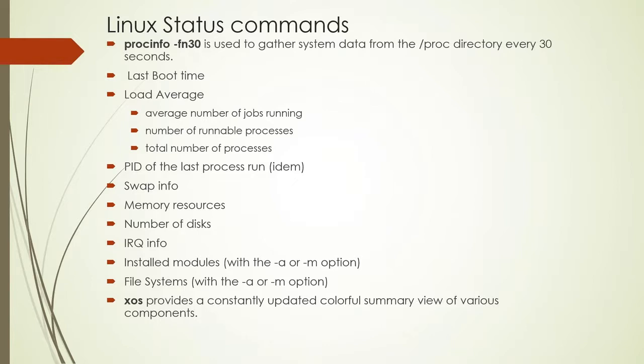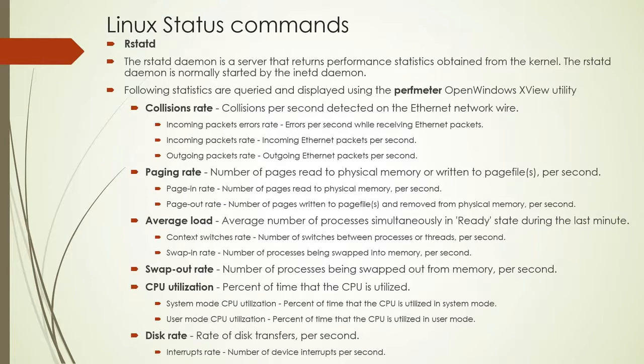Okay. Then we saw different commands like rstat. We also understood what rstatd is. rstatd is like an alternative for perfmon in the Linux or Unix environment. It is remote statistics: it collects the remote statistics from the server and gives all the data gathered from the kernel. It's a daemon which is started by the initd daemon. So what kind of information does it provide? It gives you the collision rate, the paging rate, average load, swap out rate, the CPU utilization, and the disk rate.